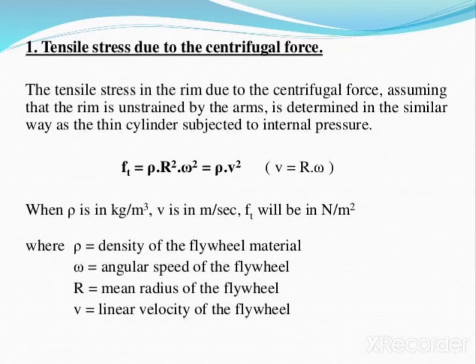As we all know, what is the formula for omega? Omega is equal to V by r. We will put this in the formula of Ft. Ft is equal to rho V square, where V is the linear velocity of the flywheel. We will see the units. Ft is given in Newton per meter square. Density unit is kg per meter cube. Velocity is meter per second, and the mean radius of the flywheel, r, is given in meter.